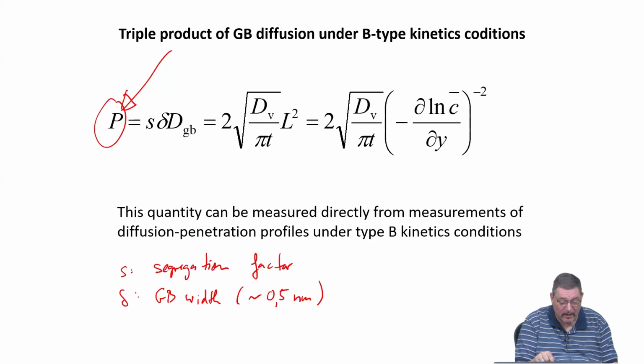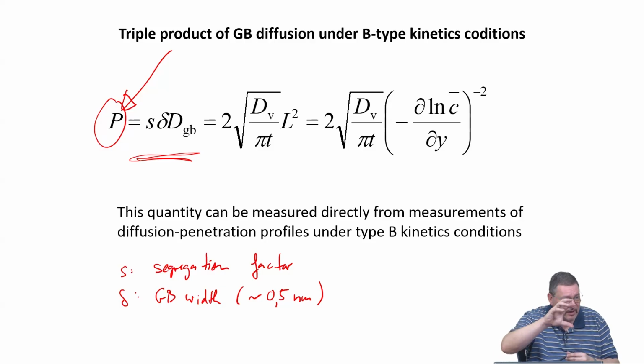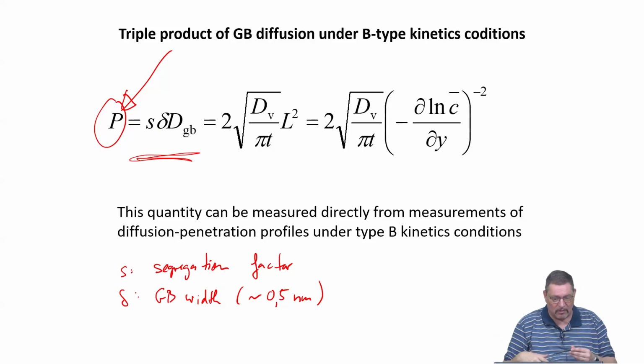It will be calculated by this equation, as the segregation factor. By which method do you calculate it? First of all, you get the segregation factor out of the measurement directly if you know DGB, if you know delta, and if you measure P. Right, and then you use the Gibbs adsorption theorem in order to transform the segregation factor into a concentration at the grain boundary.